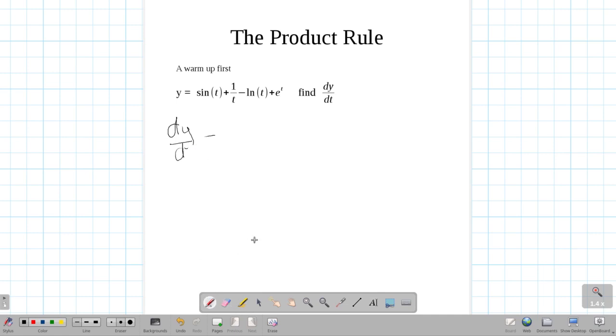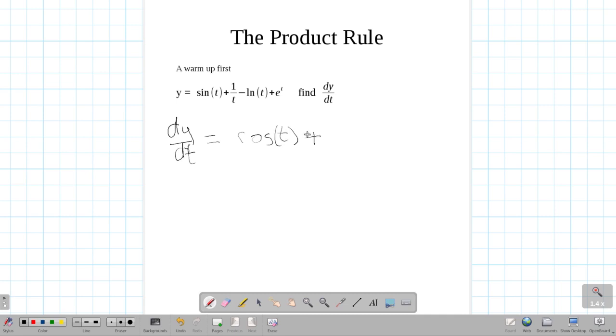Okay, so when I get that together, dy dt equals, so what's the derivative of sine t? It's a nice easy one. It's simply cos of t. Then we've got a plus. Now the next term we've got here is 1 over t.